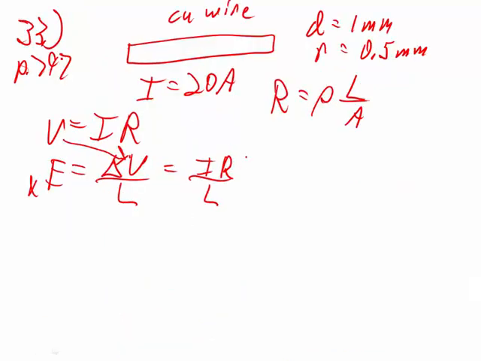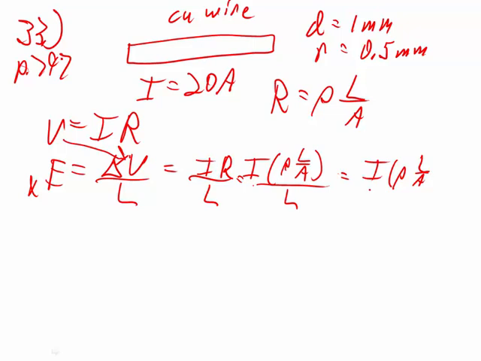Okay, so now let's plug that in, and so now we've got the current times what? Well, it's rho times the length over the area, divided by the length. Now look at that, we've got a complex fraction. So if you bring that up, we've got the current times rho times the length over the area, times 1 over L. Watch now. Cancel, cancel.